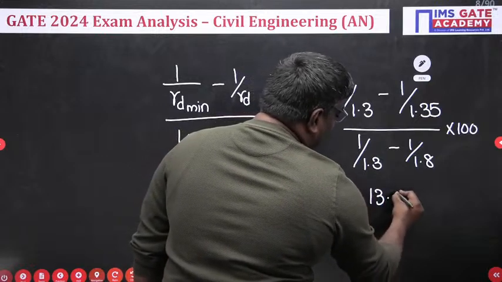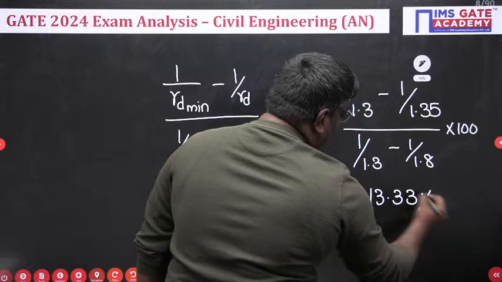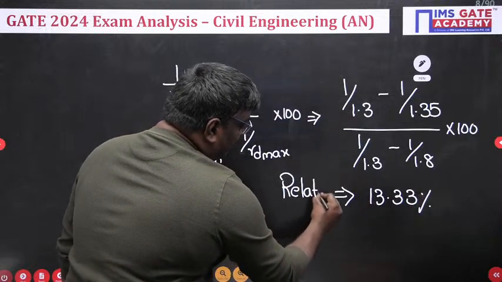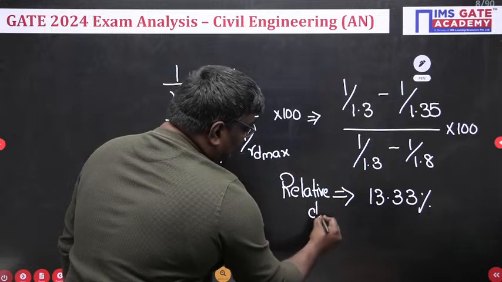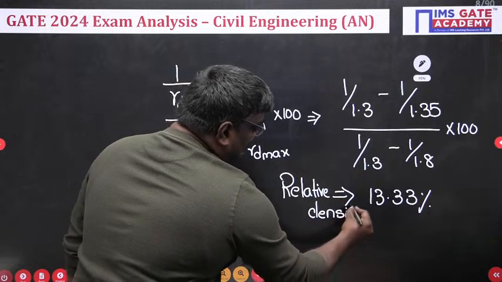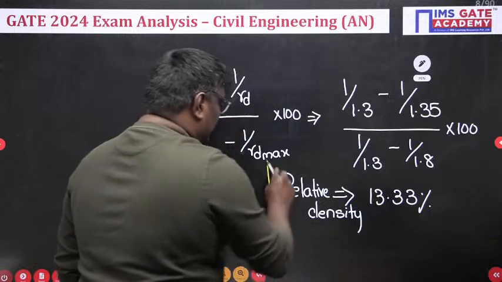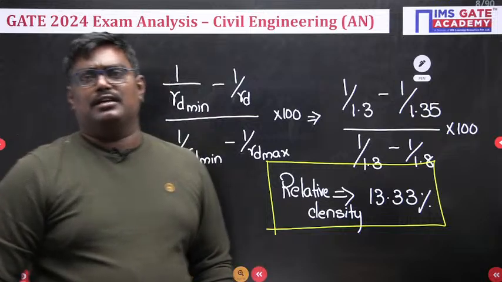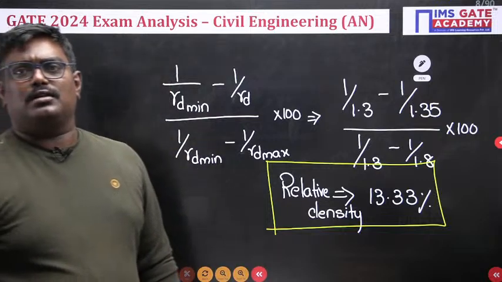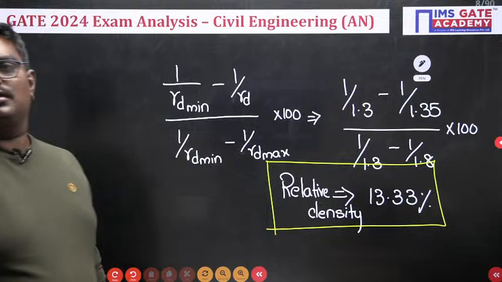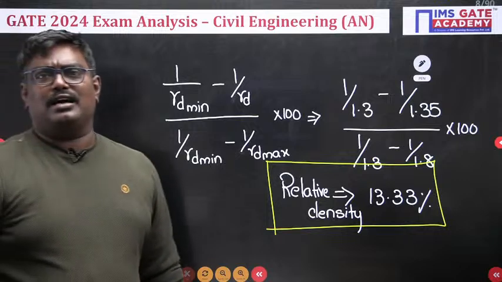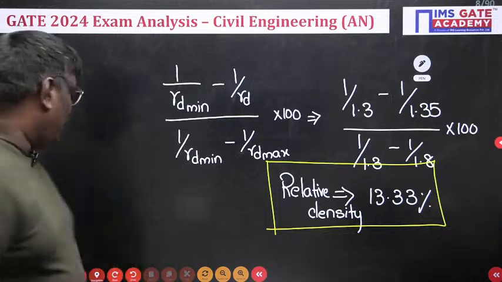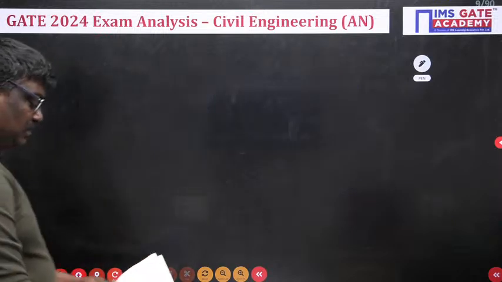So the final answer here, the relative density, we got is 13.33 percent. Sir, this is a very important thing in relative density. Jishan, that is wrong, but the final answer you will get is 13.33. Jishan, you check yourself.